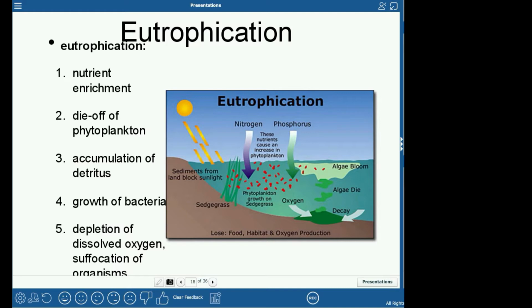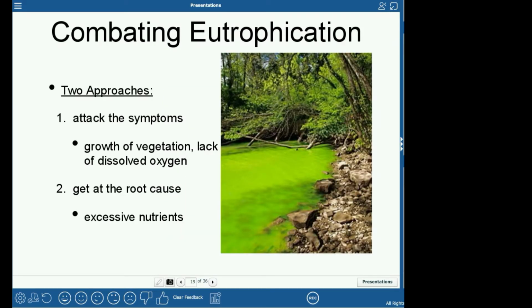And so then you usually end up with this green, and that's why they call it a dead zone, because there's no oxygen left, nothing can live there, and they call that eutrophic. So this would be a eutrophic lake.